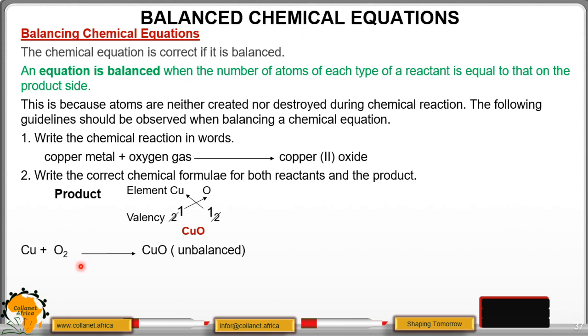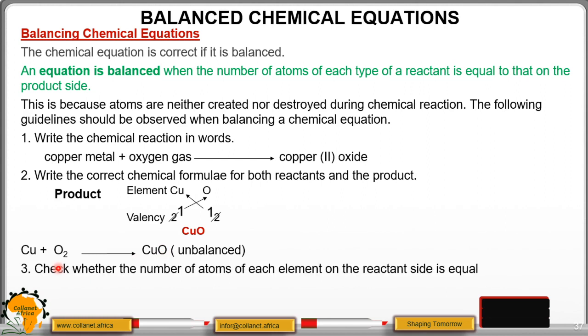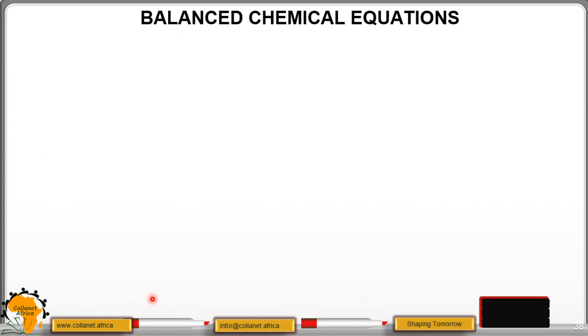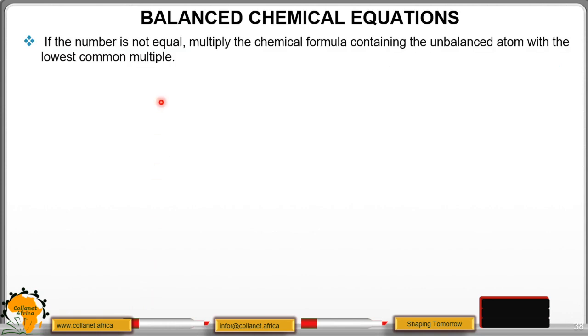So after you have done that, you'll note that the number of oxygen atoms on this side is more than the number of oxygen on the product side. So here it's 1 and here it's 2. So you need to check on that. When you check the number of atoms of each element, if it is not equal, then you balance using the multiplication of the number.